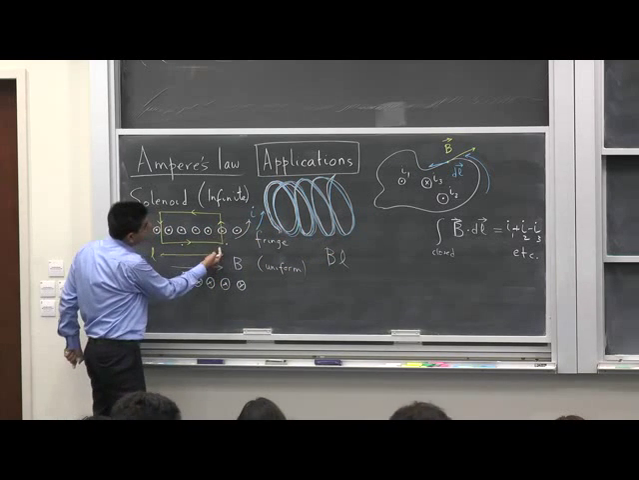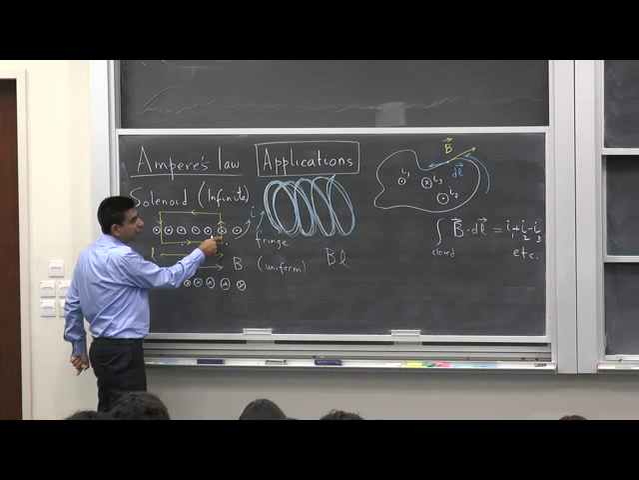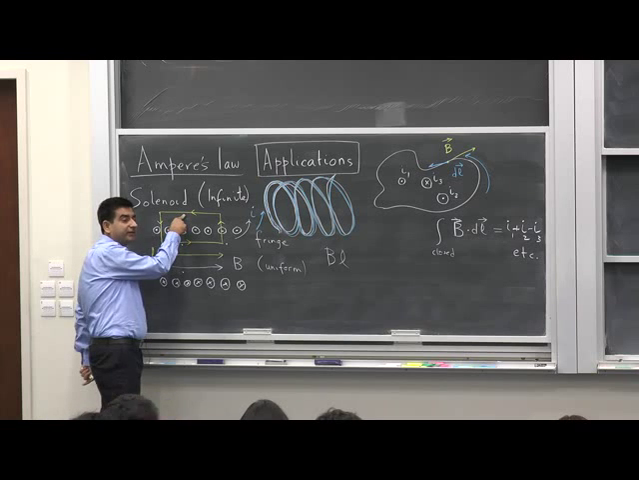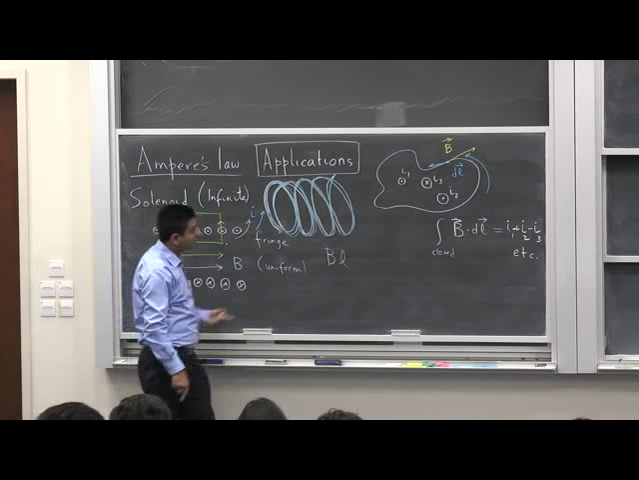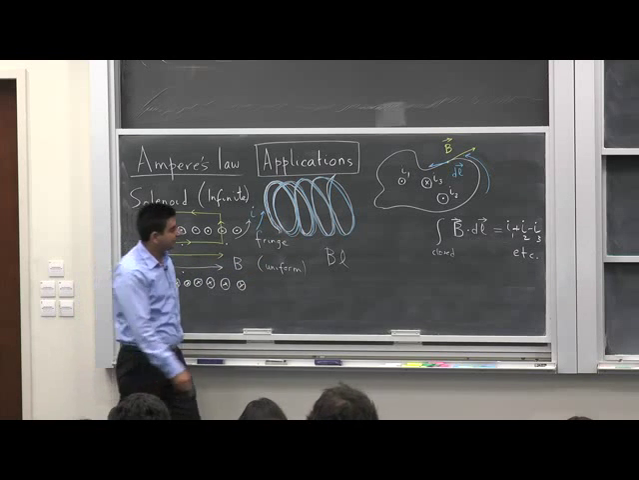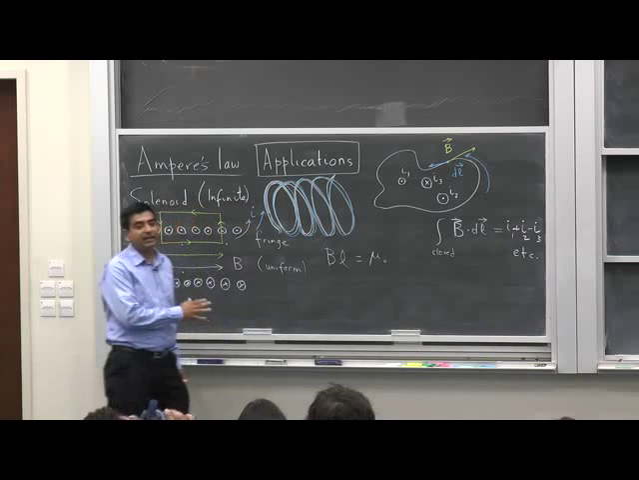Here the magnetic field is parallel to the axis, but the traversal is normal. So the contribution is 0. Here the contribution is also 0. Here there is no magnetic field. So around this path, the line integral is simply BL. But this must equal mu naught times the total current that pierces the surface.